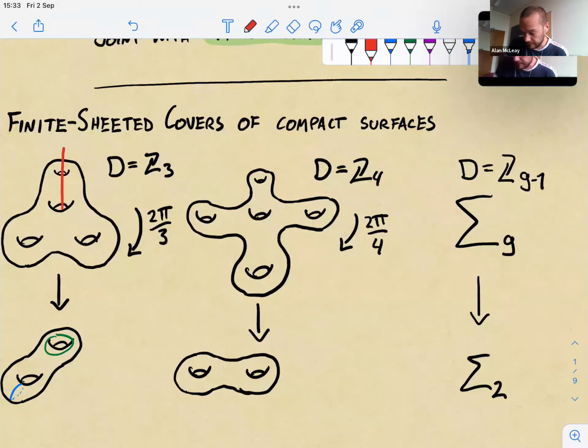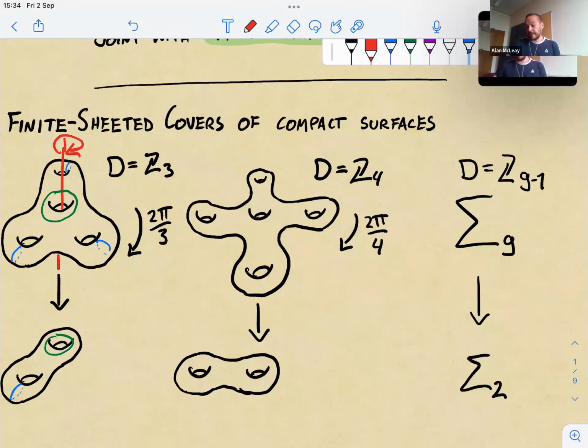So for example, this first picture here, you can kind of insert this central red axis around this genus 4 surface and rotate it 2 pi by 3. And this covers a genus 2 surface where the blue circle has 3 pre-images, a disconnected pre-image. And the green curve has a connected pre-image.